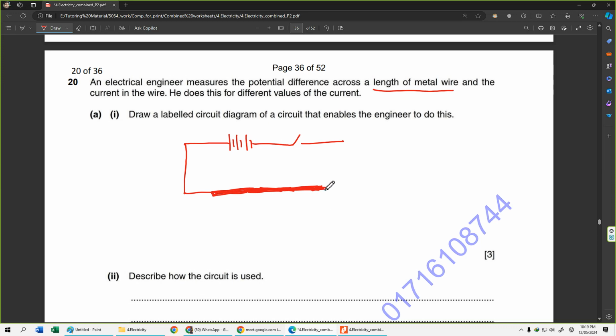Draw a thick piece of wire. This is your resistance wire. And then we are going to introduce a variable resistor in series. And also we are going to require an ammeter as well.